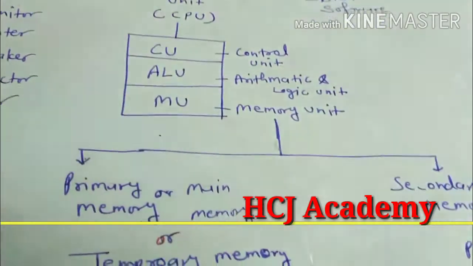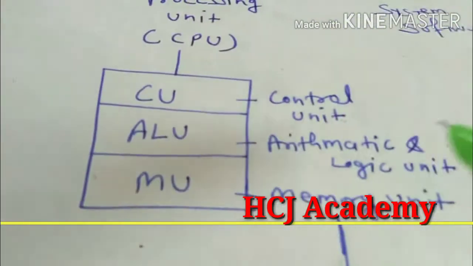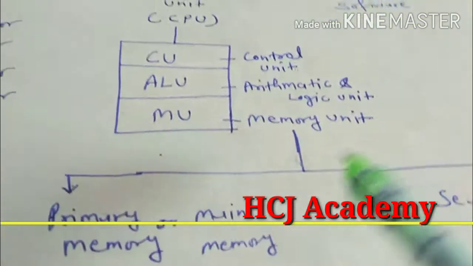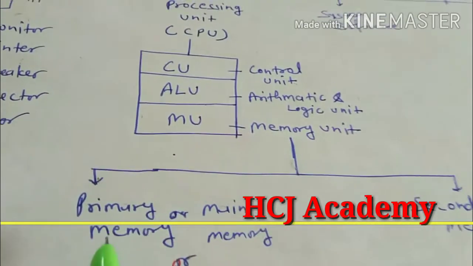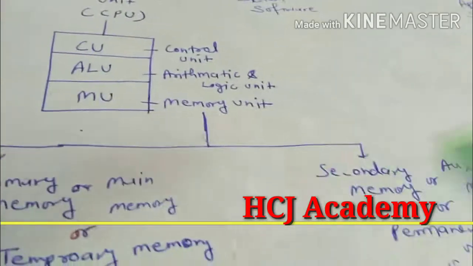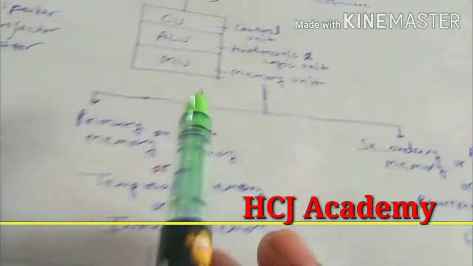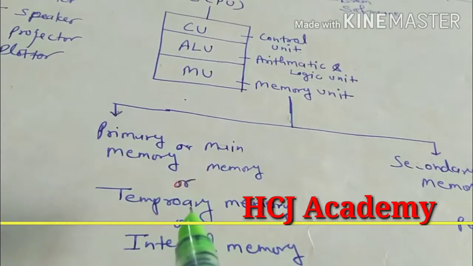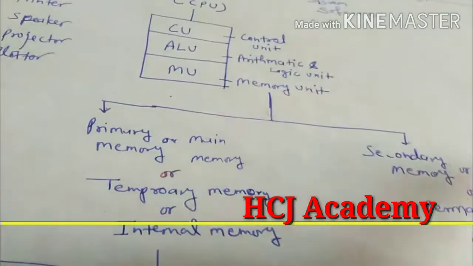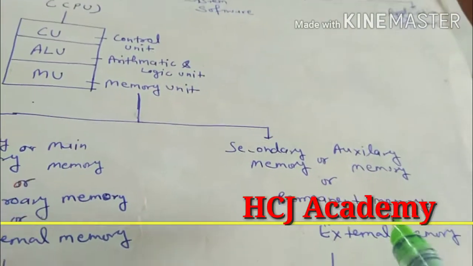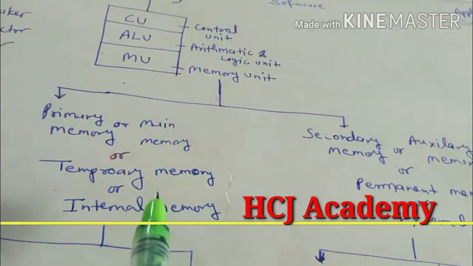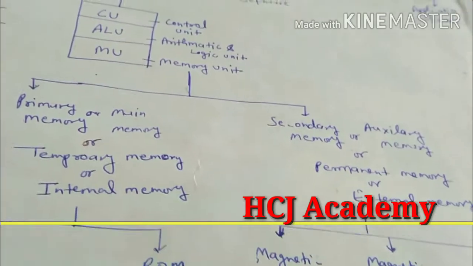Let's explain the memory unit. Firstly, what is a memory unit? The memory unit is used to store data for further use. It is classified into two basic parts: primary memory and secondary memory. Primary memory is also called main memory. Secondary memory is also called auxiliary memory. Primary memory is also known as temporary memory because it stores data temporarily, and secondary memory is also known as permanent memory because it stores data permanently. Primary is also called internal memory, and secondary is also called external memory.